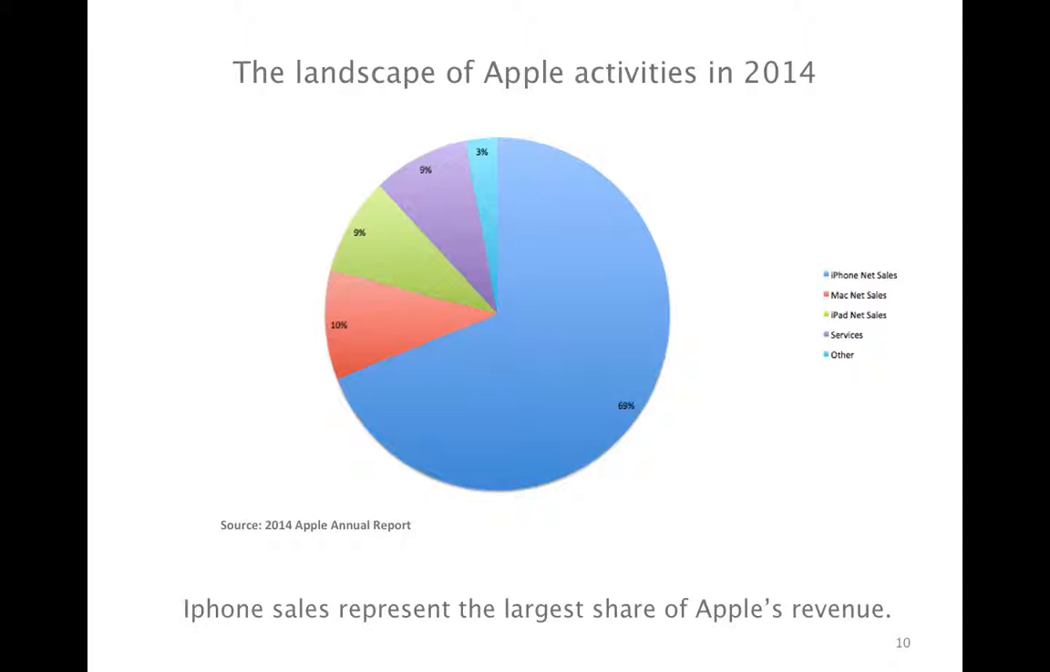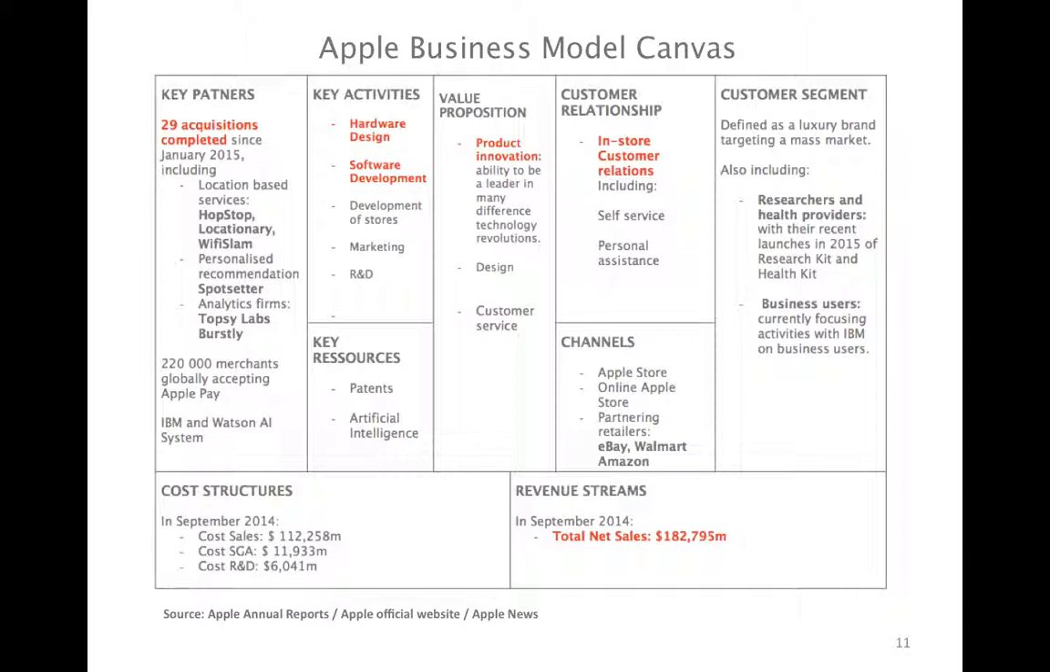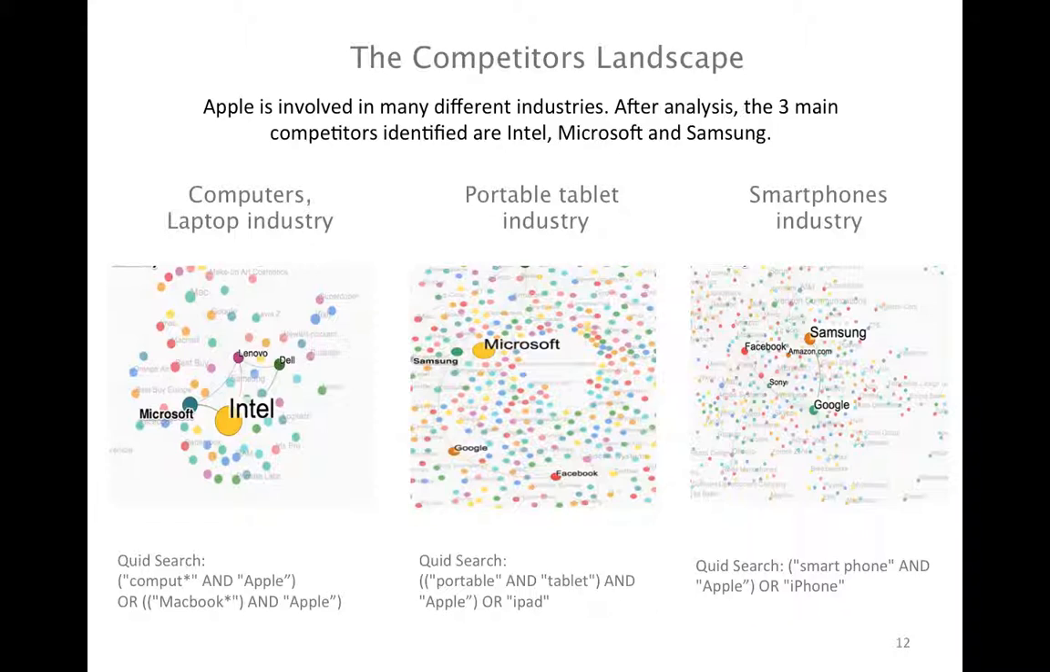Thanks to the company overview, we can observe that iPhone sales represent the largest share of Apple's revenue. When looking at the business model canvas, what attracted our attention is that both hardware and software development are Apple's key activities. This is very particular to the Apple ecosystem, and we will come back to this topic later. The complexity when it comes to the competitors' landscape is that Apple is involved in many different industries. So we focused our analysis on the 3 main competitors identified: Intel, Microsoft, and Samsung.